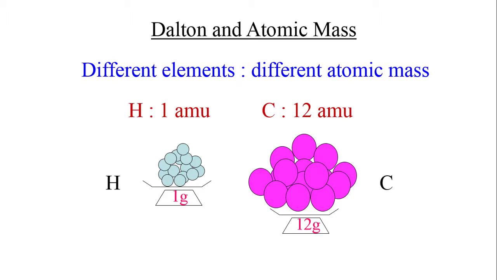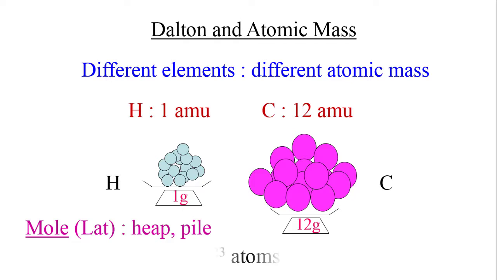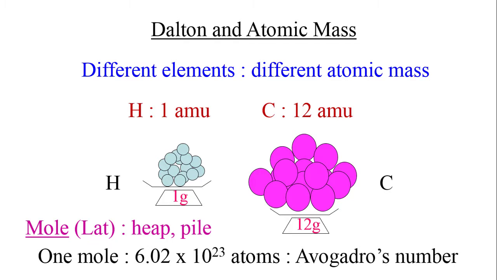This amount, this reference unit of each element, came to be known as the mole, which is Latin for heap or pile. We know that these two samples will have the same number of atoms. It turns out that the number is 6.02 times 10 to the 23rd power. We know this as Avogadro's number, named in honor of one of the pioneers of quantitative chemistry.